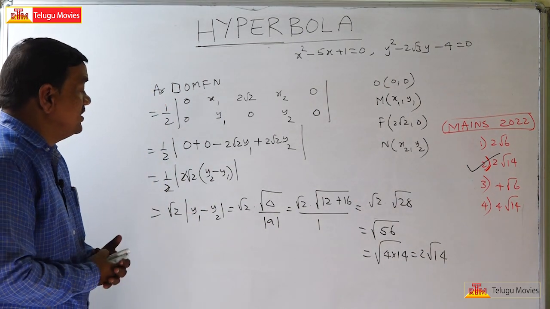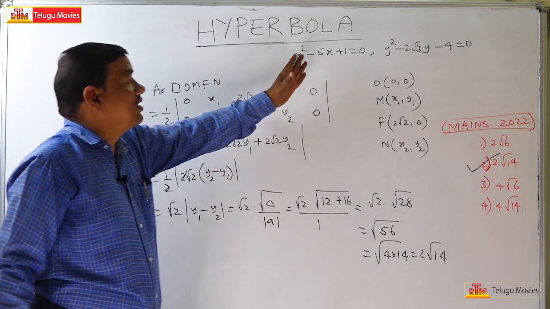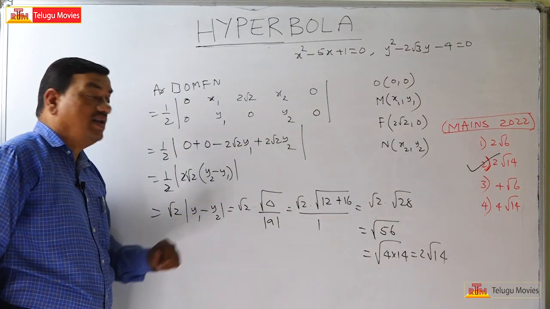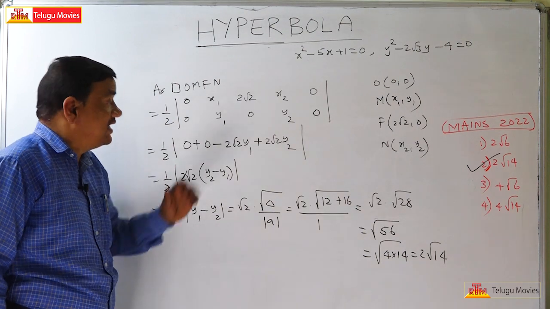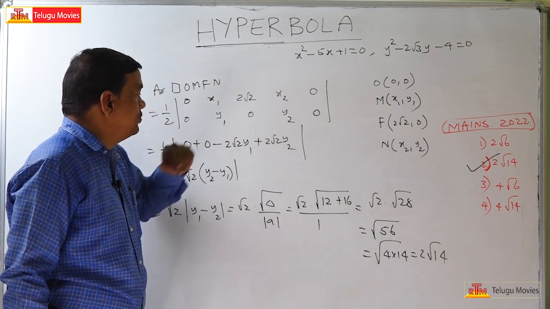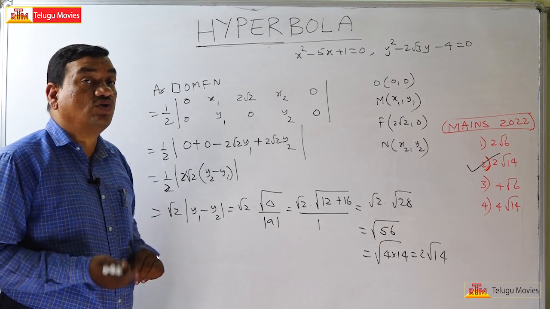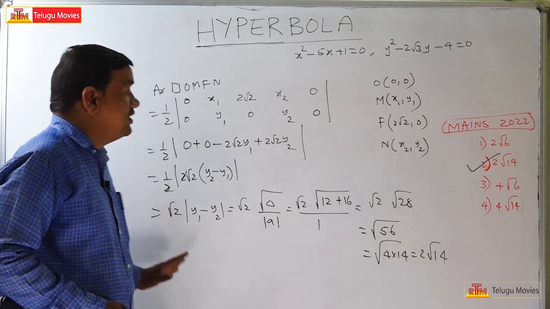So you understand why we should not solve these two equations. Because here we got y1 minus y2. Luckily, x1 into 0 is 0 and x2 into 0 is 0, so x1 and x2 got 0. That's why we solved this problem.